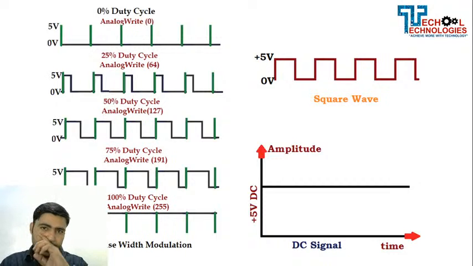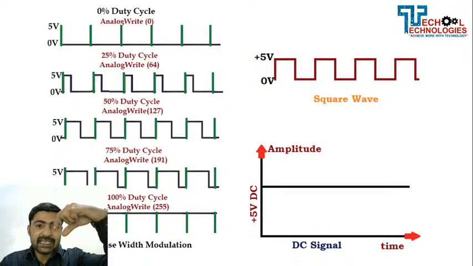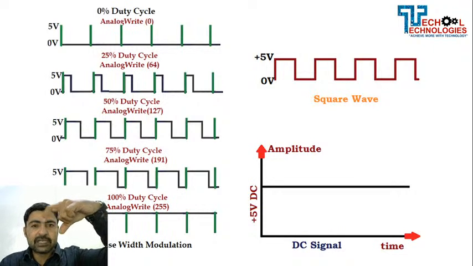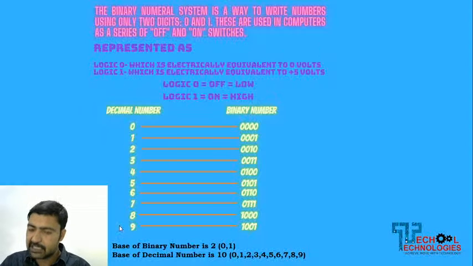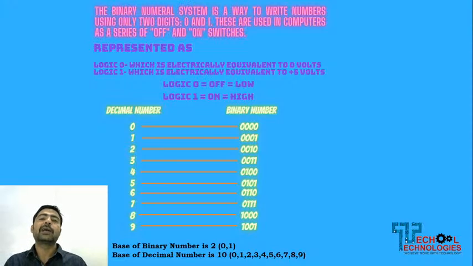But keep this in mind, that with the help of this pulse width modulation, we can achieve analog output in Arduino boards. I think you got the concept. Think of it this way: we are just increasing and decreasing the height of the pulse.